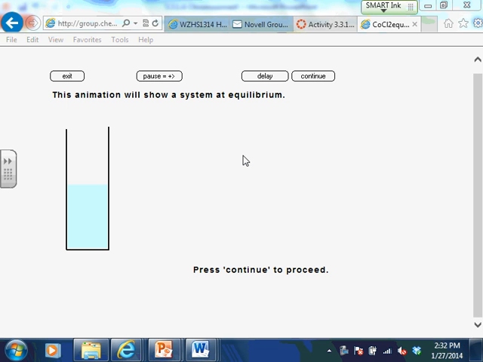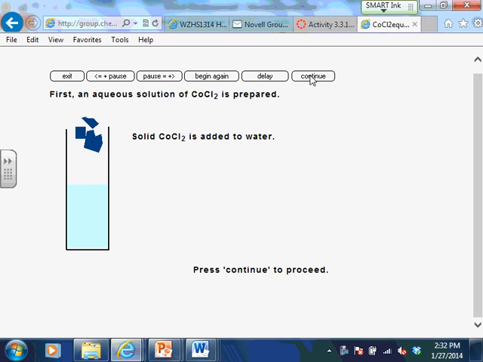All right, so I'm just going to go through the animations quickly here. I actually haven't tested all these out, which is a little dangerous since I'm making a video on it, but the first one worked, so that's good. All right, so you're supposed to go through the animation. It says it's going to show a system at equilibrium. So again, I'm just doing this in case these aren't working on your computer, so then you'll be able to at least see it. So here we go.